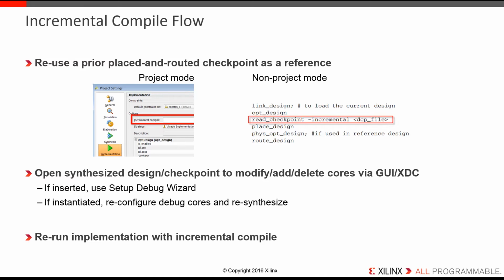The next step is to go to the post-synthesis result of the current design and apply all of the desired debug changes. We can use the same available methods. For example, if insertion is used, we can use the setup debug wizard to add, modify, or remove ILA cores. And if instantiation is used, we can reconfigure the IP, change connections, and resynthesize the whole design. Only after making the changes post-synthesis, it is time to rerun the implementation, which is done incrementally and faster if the changes are within the allowed threshold. Let's see how it all looks in practice.